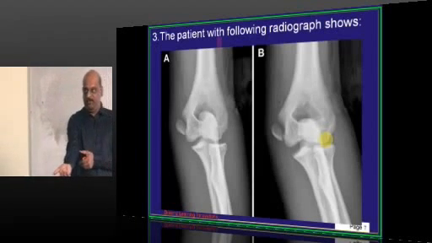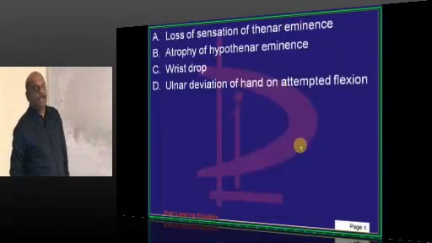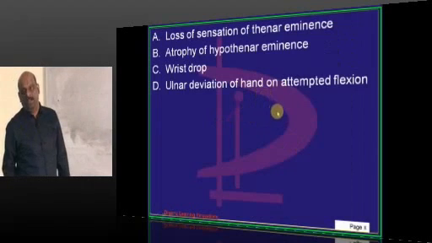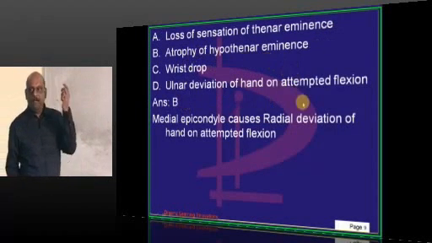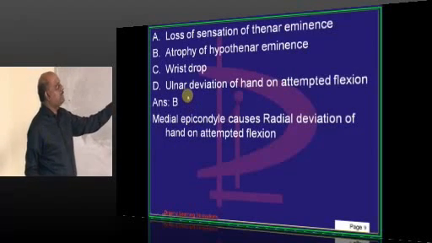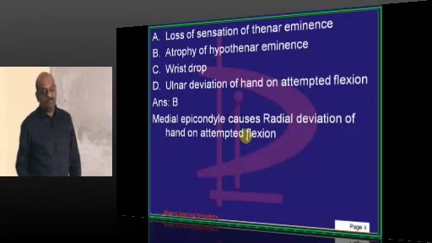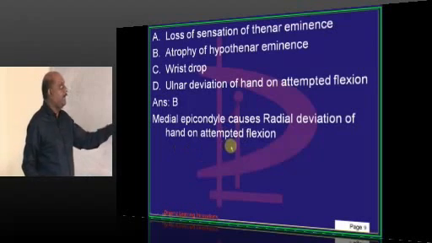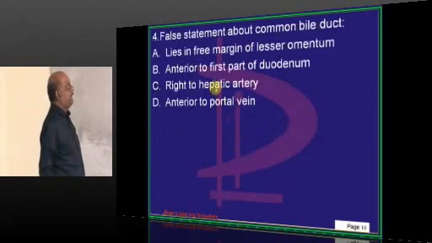Now, radiograph. What you are seeing here is a medial epicondylar fracture. Medial epicondylar fracture leads to ulnar nerve injury. Ulnar nerve injury is typically associated with atrophy of the hypothenar eminence, is what you have to basically remember. And whenever the injury is there, there is a radial deviation. Ulnar nerve injury leads to radial deviation on attempted flexion, is what you have to basically appreciate.